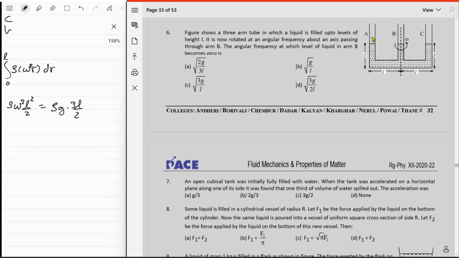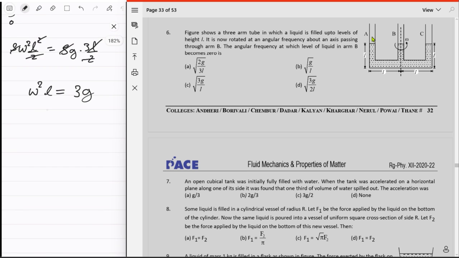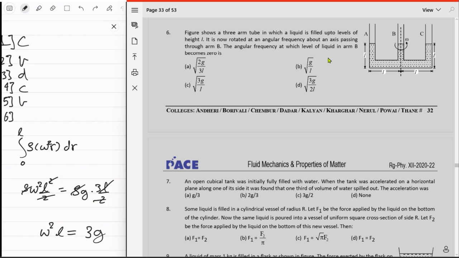Cool. What does that mean? Just like omega squared L is equal to 3g. Well, that 2 stays because this cancels. It's just 3g, that rho cancels. So what does that mean? L is equal to, wait, what do you want to figure out, by the way? Oh, you want to figure out omega. So omega is just square root of 3g upon L, which is C. Next question.